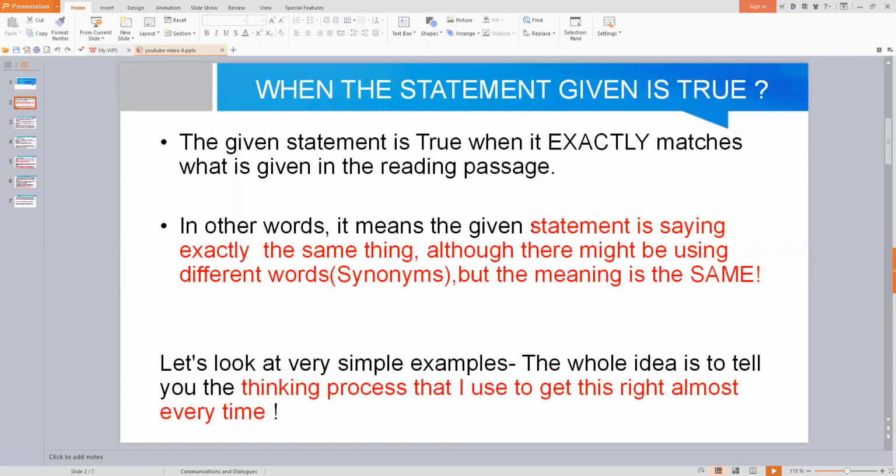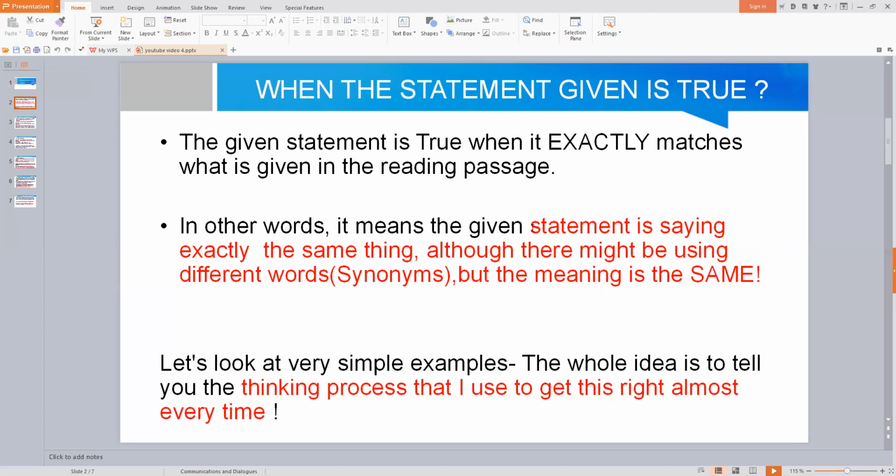First of all, when the statement given is true, how can we tell whether it's true? Well, the given statement is true when it exactly matches what is given in the reading passage. Okay? In other words, it means that the given statement is saying exactly the same thing, although they might be using different words. Now listen to this carefully.